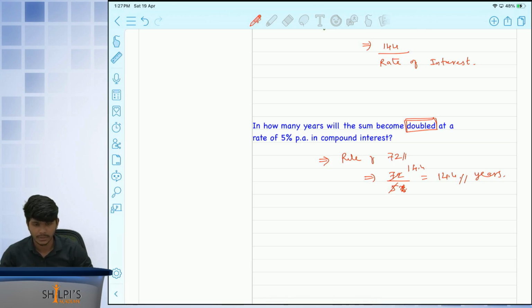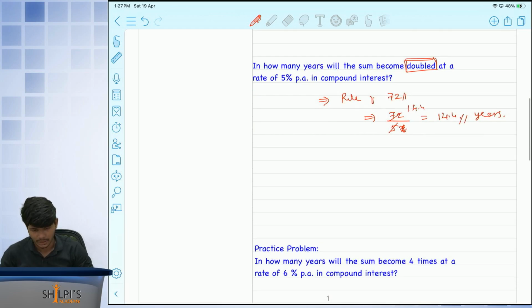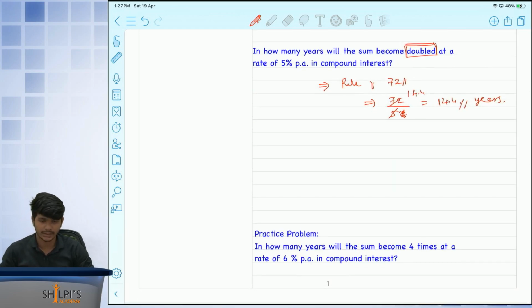Similarly, I am giving you a question: in how many years will the sum become 4 times at a rate of 6% per annum in a compound interest?